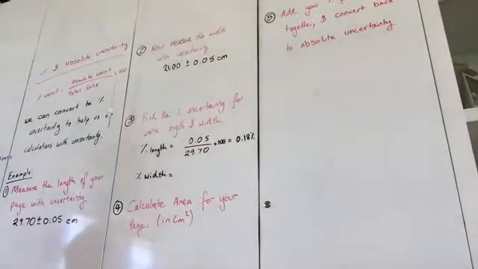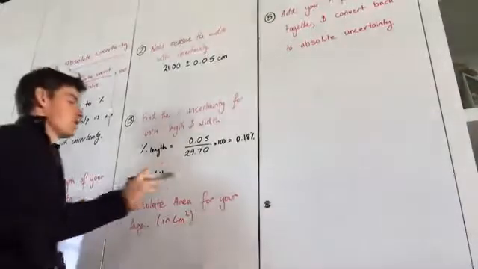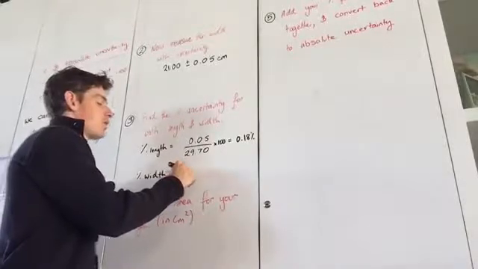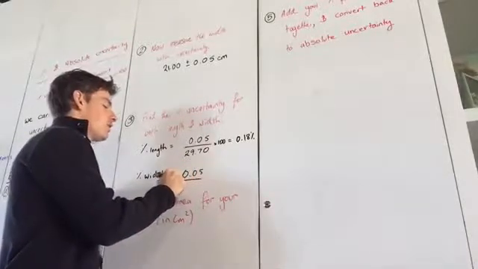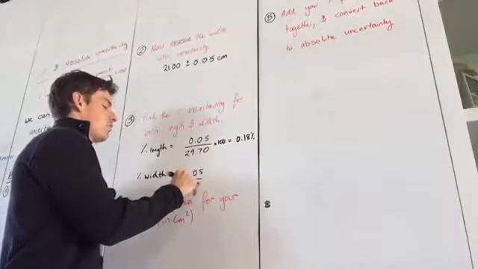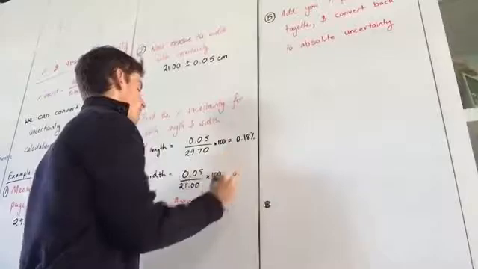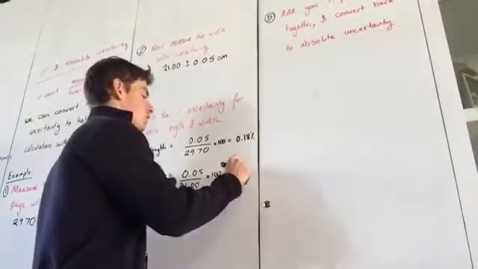What about my percentage of width? What do you think goes on the top here? 0.05 divided by 21.00 times 100, and we get 0.24%.